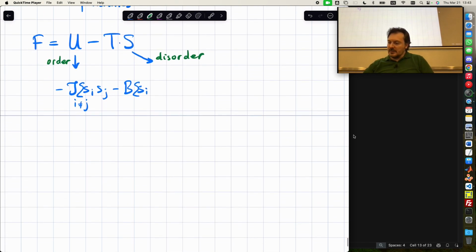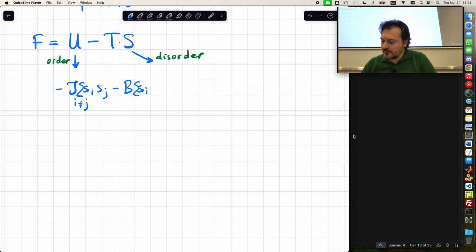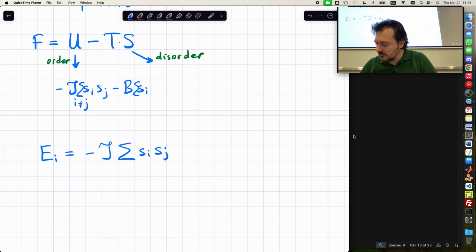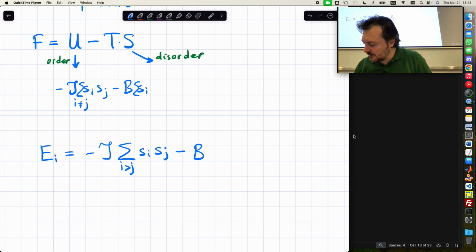So let me summarize what we have seen so far. What I have told you is this: the energy of a certain configuration is minus J times the sum over spins Si Sj, I is not equal to J, right? Maybe I should write I greater than J, so we only look at each pair once. Minus magnetic field times Si over all I.